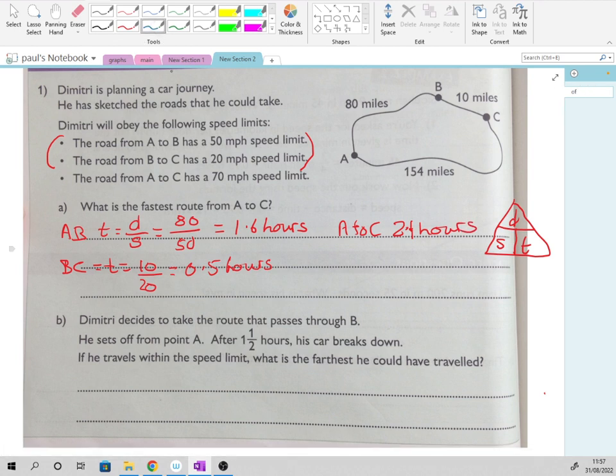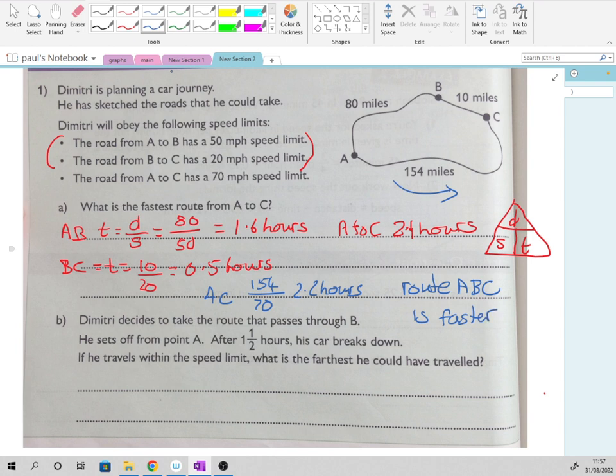Now we do the A to C route round this way. So the distance is 154. The speed limit is 70. So 154 divided by 70 is 2.2 hours. Now see why we didn't need to get minutes? 2.1 is less than 2.2. So which route? The route A, B, C is faster.